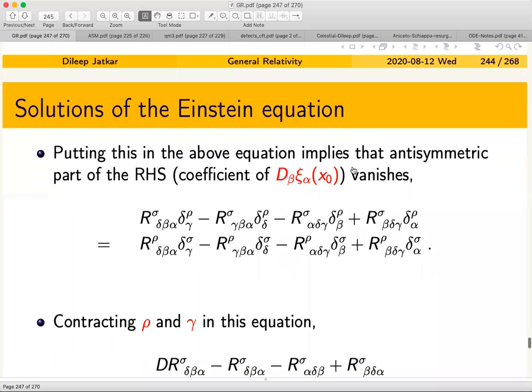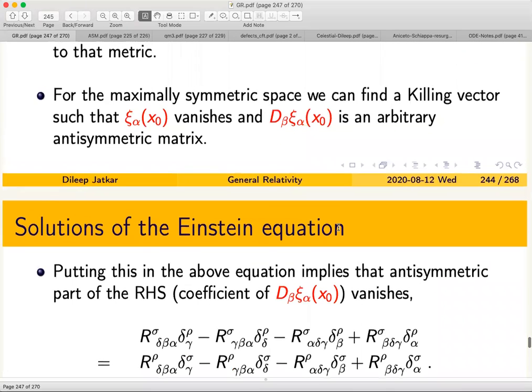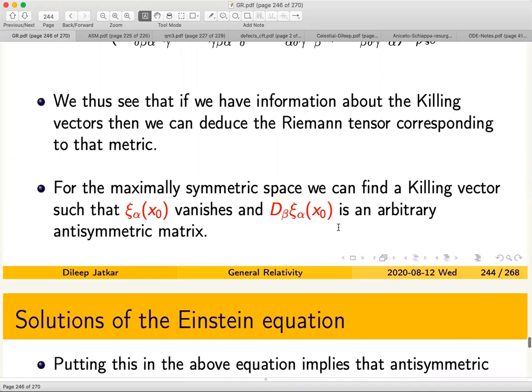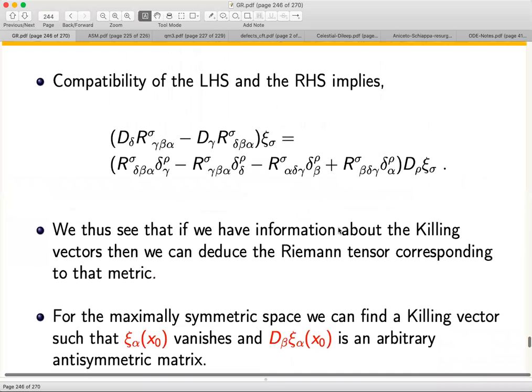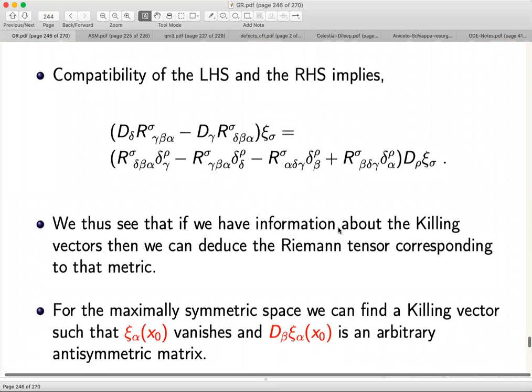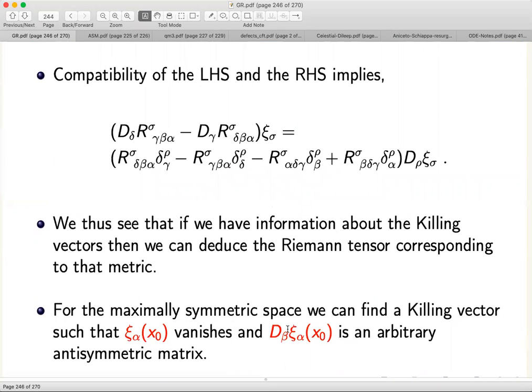Sir, I don't understand. Yes, page number 246. Okay, you can go up, just one slide up. Yeah, this one. From here, and the second point written for the maximally symmetric space, how does it follow from the above equation?